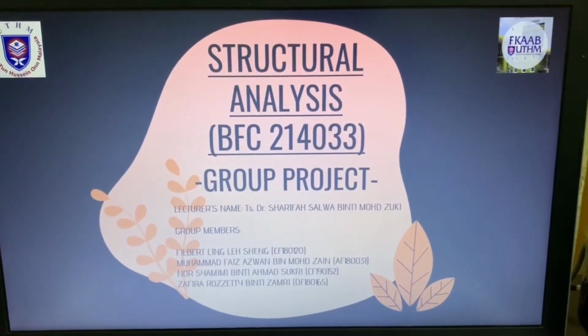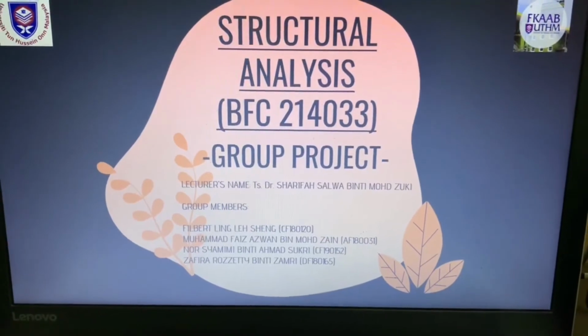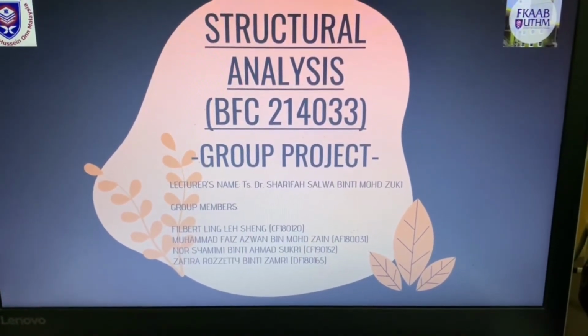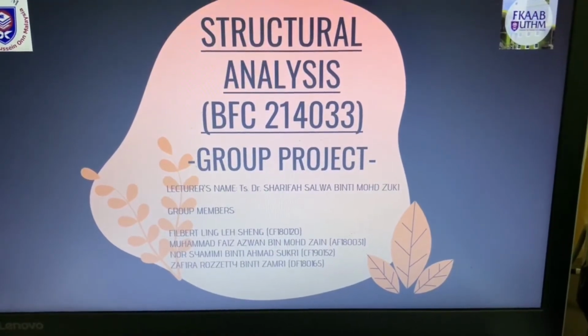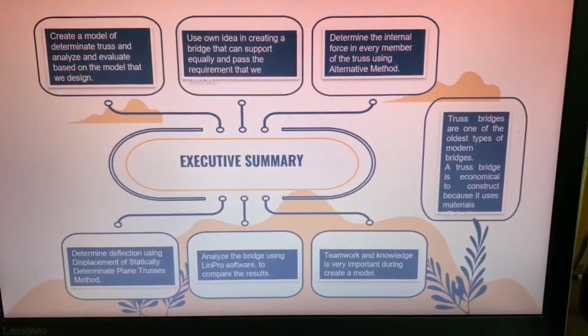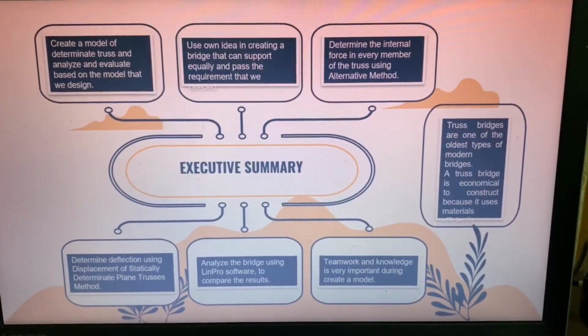First, I'm going to introduce our group members. My name is Fabian Ling Leseng. Next is Muhammad Faiz Azwan bin Muhammad Zain. Third is Nur Syamimi bin Ahmad Zikri. And last is Zafira Razati binti Zamri. As for my part, I'm going to explain the executive summary.